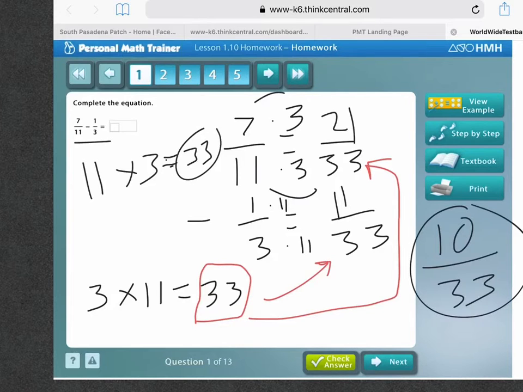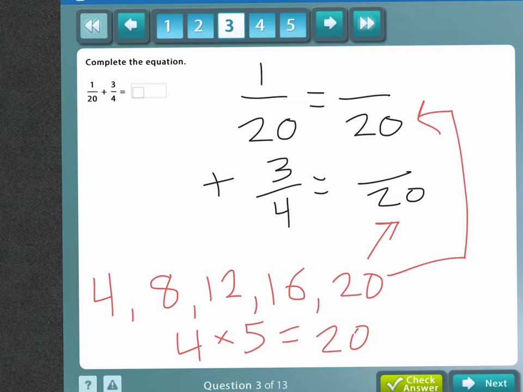So that is one strategy you can use to compare unlike fractions, multiplying the denominators together to get you a common denominator. Problem number 3, I'm skipping, I'm just doing the odds because they're all the same. They're just practice. Just make sure you identify that you are adding here. So make sure you look at the sign, unlike fractions.